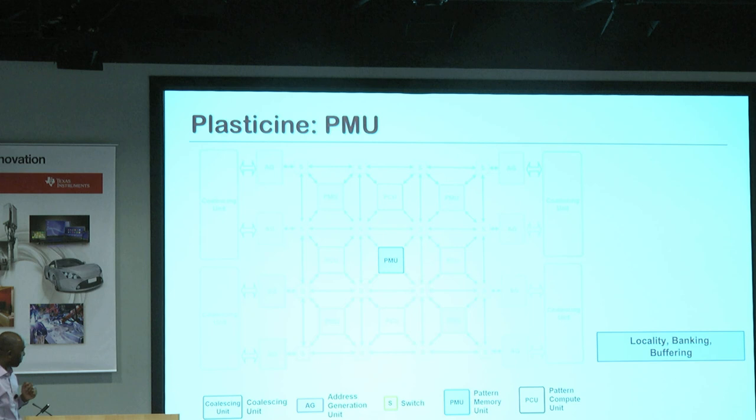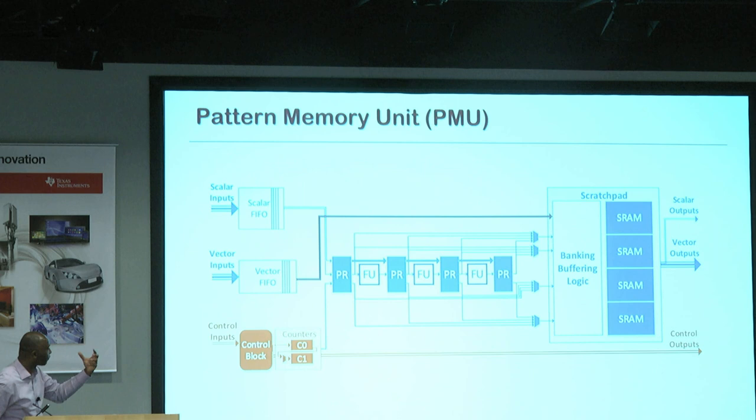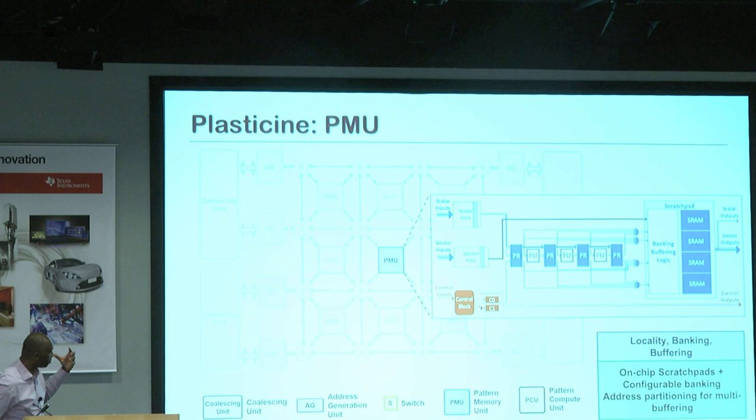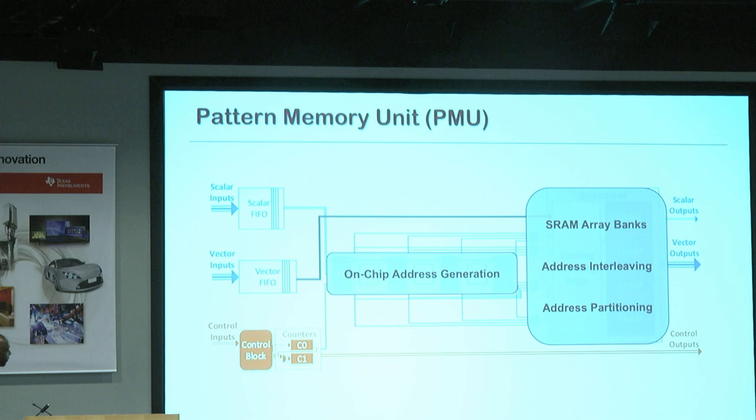The pattern memory unit, then, is to supply data efficiently to the PCUs, and to do that by providing locality and different data access patterns. And so we've got the ability to configure the PMU to support different banking and buffering capabilities. So you have banking for SIMD execution, buffering for pipelining, and banking for parallelism. And so you've got the ability to do on-chip address generation for generating addresses to the array banks, which provide different address interleaving capabilities and address partitioning capabilities.